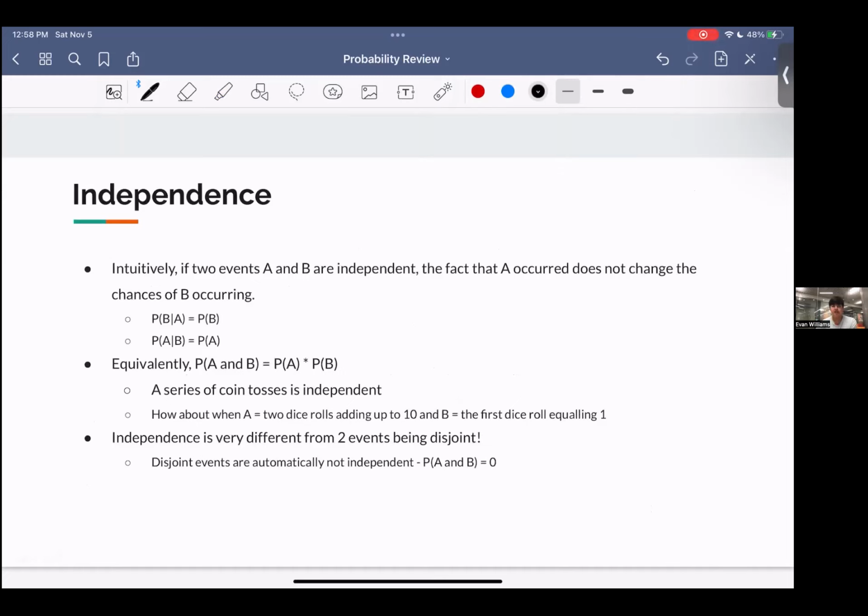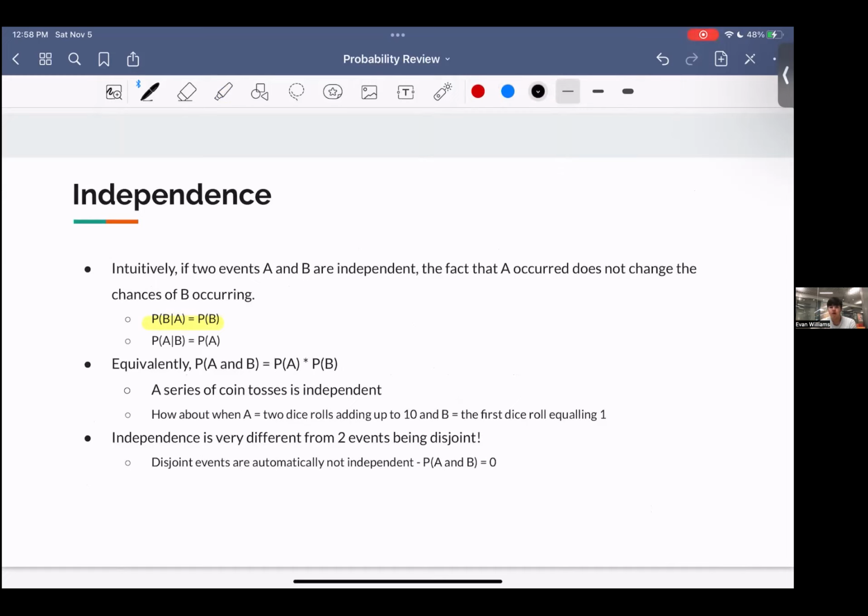So now let's talk about the notion of independence. Intuitively, if two events A and B are independent, then the fact that A occurs does not change the probability that B occurs. So we can write this as the probability of B given A is equal to the probability of B. And equivalently, you can derive the fact that if the probability of A and B is equal to the product of the probability of A times the probability of B, then this also implies that events A and B are independent.